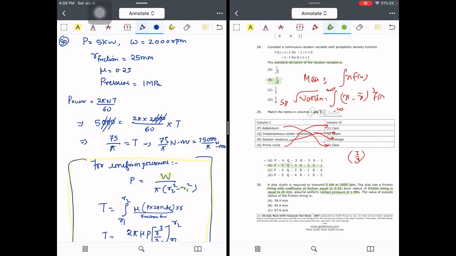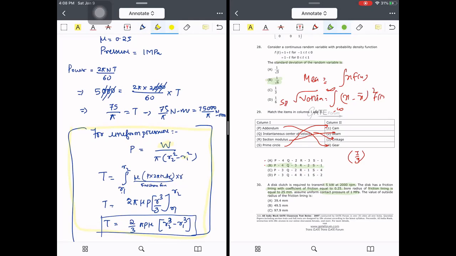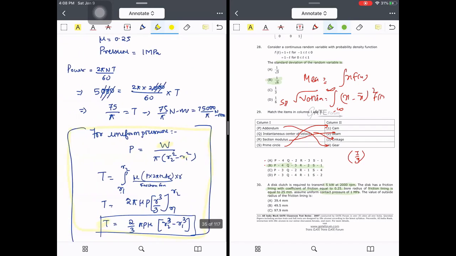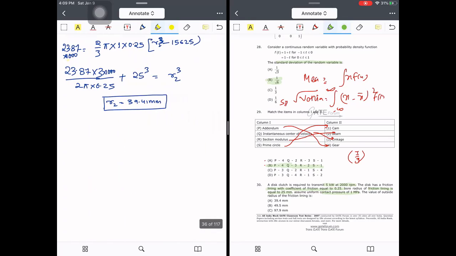The pressure they have already given, 1 megapascal. So this is the power. We know that power is equal to 2 pi N T by 60. From here we calculated the torque, so T is equal to 75 by pi Newton meter, and when we multiply by 1000, I got 75,000 Newton mm by pi. Just correlate this formula with all those values they have mentioned, and you will get the outer radius, R2, that we need to calculate.